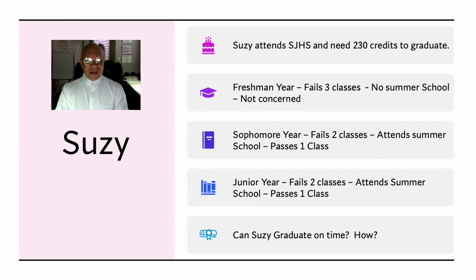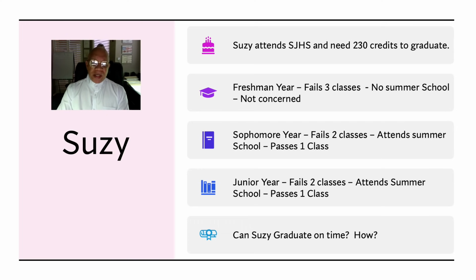Do you get a pattern here? Once a student fails or gets a habit of failing classes, that is okay, as long as I'm passing the majority of my classes. And so she fails 2 classes in her junior year, and now she attends summer school. And again, she still wants the time to play with the homies. And so she only passes 1 class. So the question is, can Susie graduate on time? And if so, how? I'll let you think about that for a moment. Can she graduate on time based off the scenario that I just mentioned?